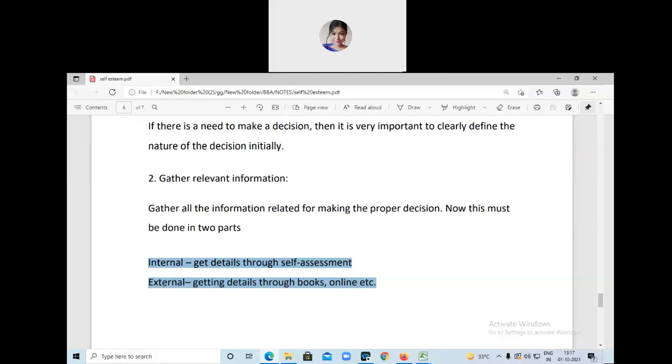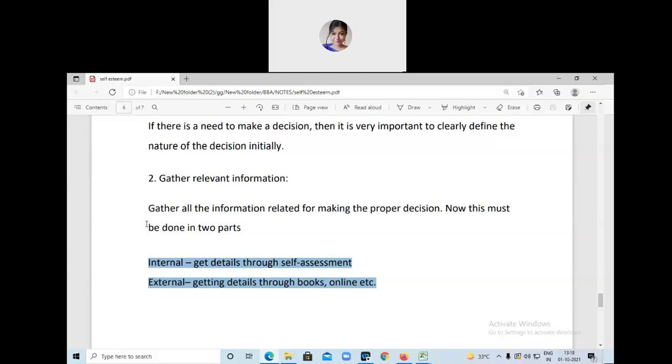Self assessment is something which can be considered as internal, because when you think about it, observe certain things, and identify the necessities or the right things by asking questions to yourself, by just thinking, then that is related to internal. And external is related to collecting the information from external sources, and the external sources can be anything. The external source can be a book, an online platform, a person, anything from where you can gather the relevant information.